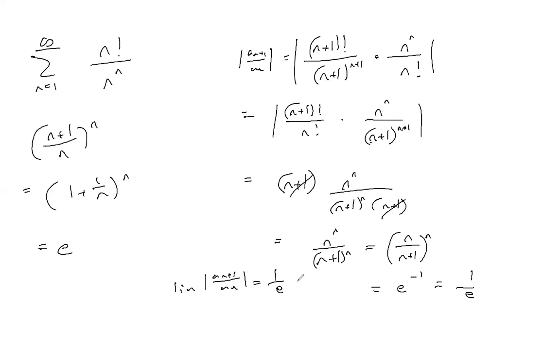Now, the question is, is this limit less than 1, greater than 1, or equal to 1? Well, remember, e itself is 2 point something, so 1 over e is going to be less than 1. So our limit is less than 1, so our series is absolutely convergent, which implies convergent.